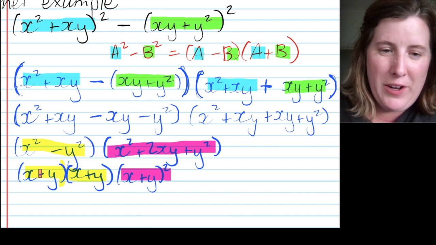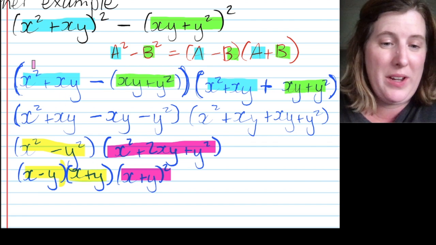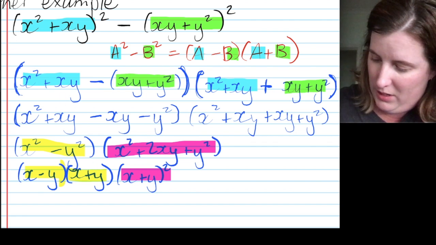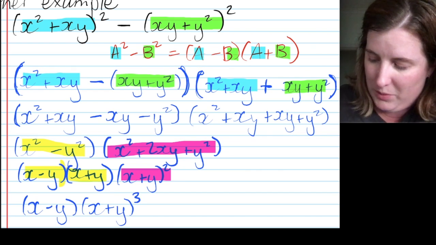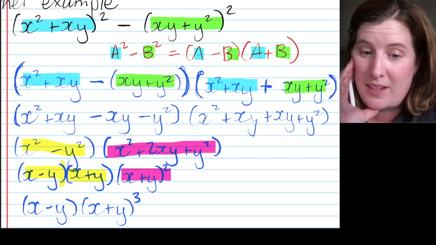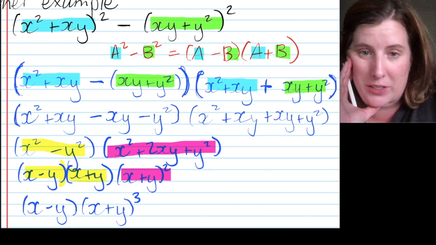But now look, we've got x take y, x plus y all squared. We've actually got 3 of these x plus y things. So we've got x take y, x plus y cubed. It's all in brackets. We're down to just x's and y's. There's nothing possibly more I can do.